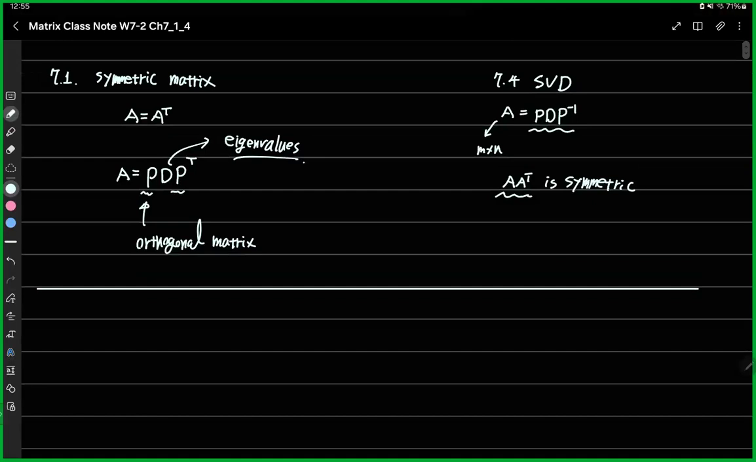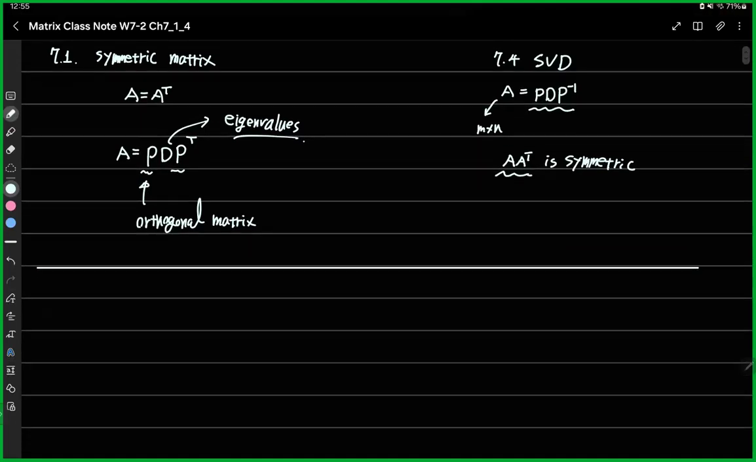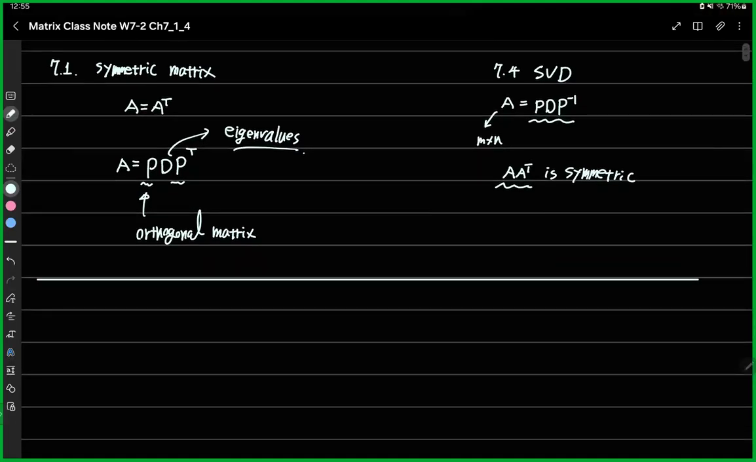7.1 Symmetric matrix. I'm going to introduce symmetric matrices and some nice properties and theorems. This is really useful and really applicable to factorize a non-scalar matrix. We'll see in section 7.4.